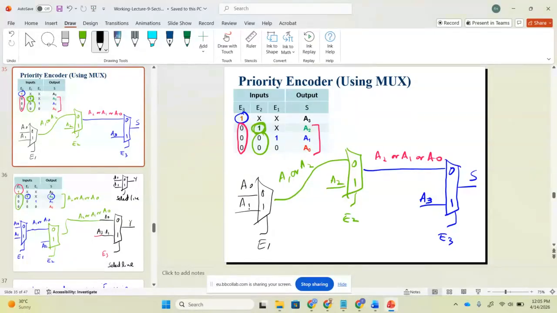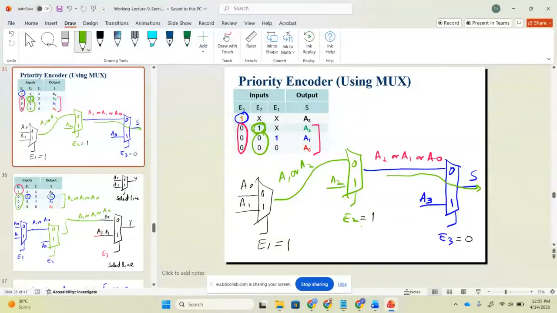Okay, now take another example. Let's assume E3 is equal to 0, E2 is equal to 1, and E1 is also 1. So E3 is equal to 0, so basically this will not pass, so this value will pass. Can you see here? This will pass here.